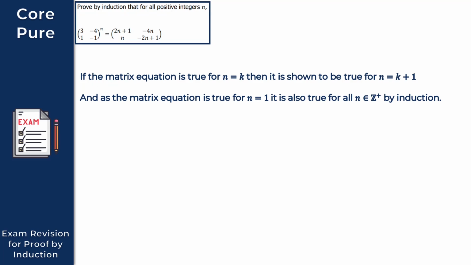So what do we say here? Well, if the matrix equation is true for n equals k, then it is shown to be true for n equals k plus 1. And as the matrix equation is true for n equals 1, it is also true for all n that belongs to the set of positive integers by induction. So again, pretty basic stuff, right? Just writing this conclusion is a little bit tedious, I do appreciate that, but it is important to do. You will lose marks if you don't do it. Okay? So there we have it. That gives us the solution to the very last question, question 2. And that brings us to the end of this video on exam revision for proof by induction.